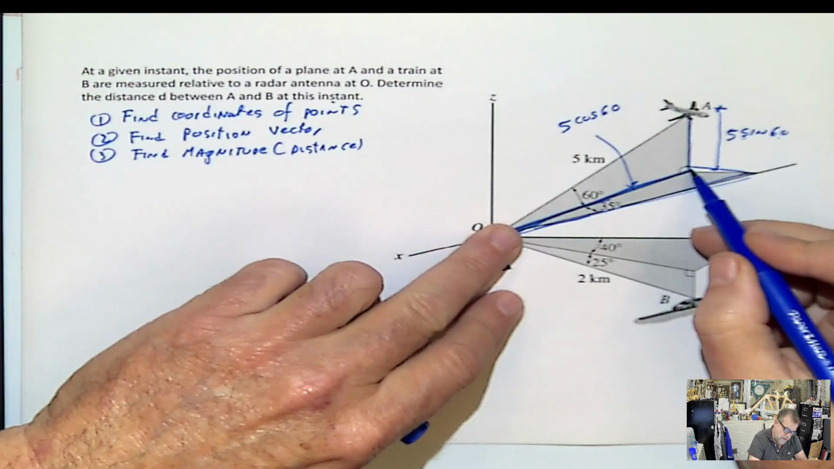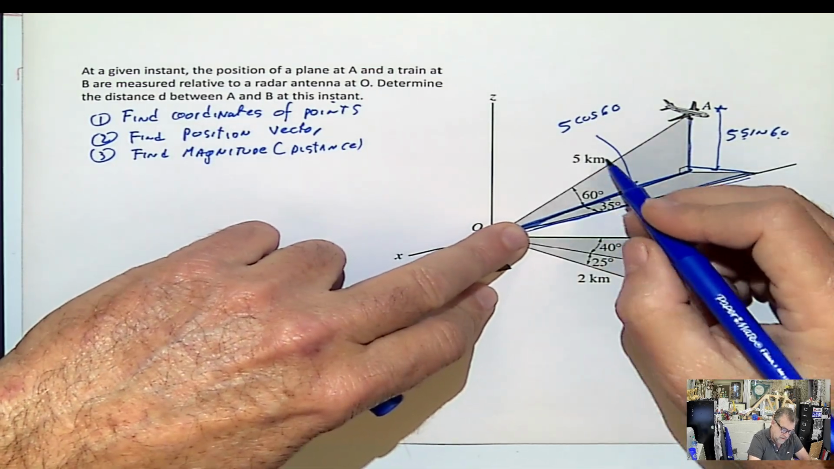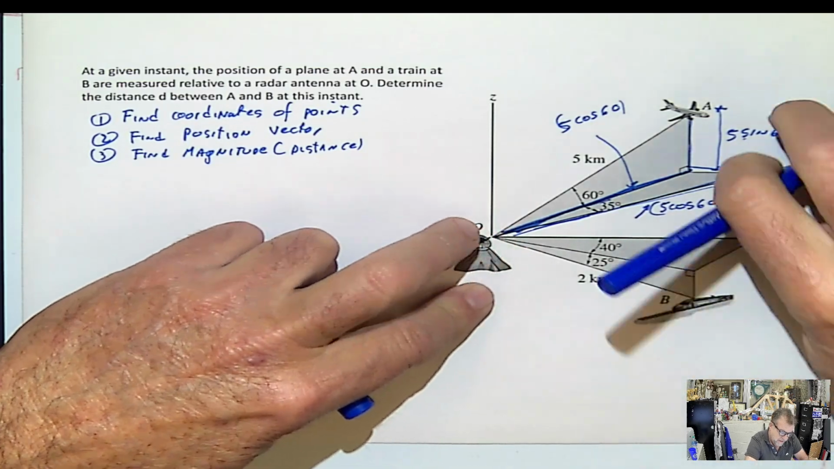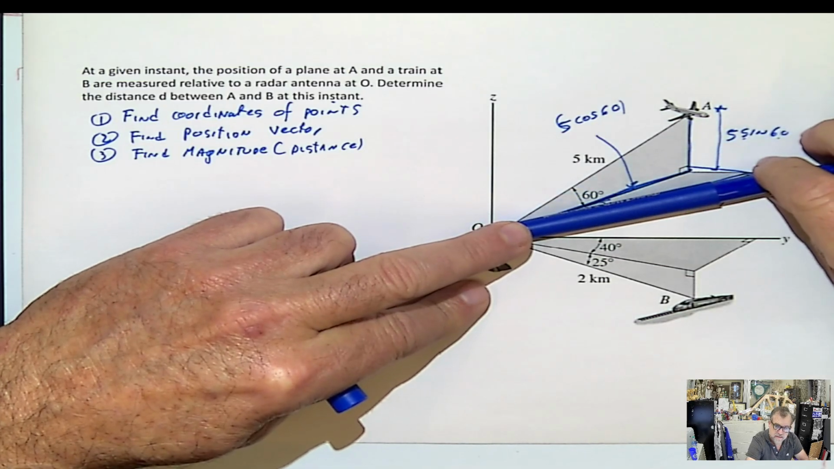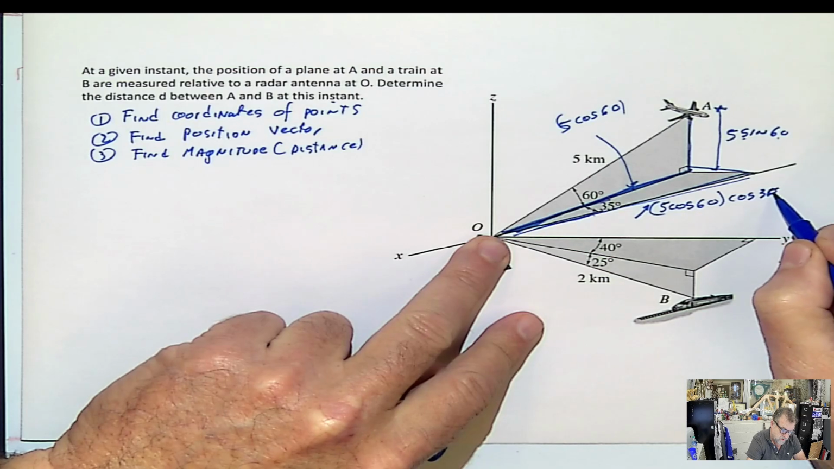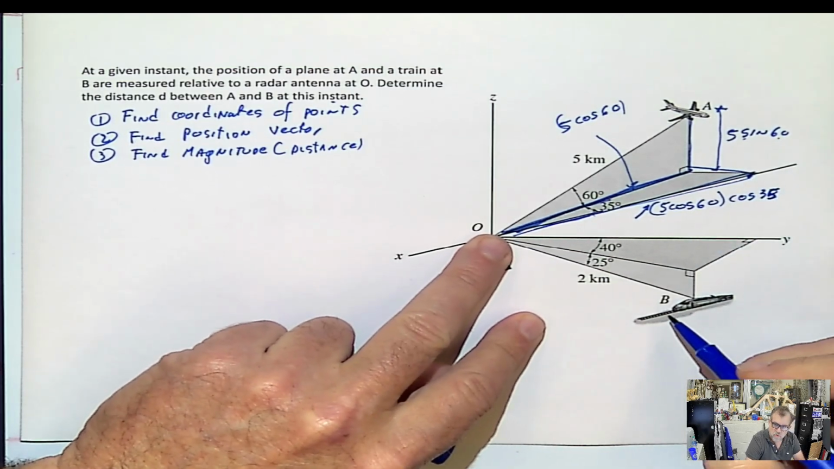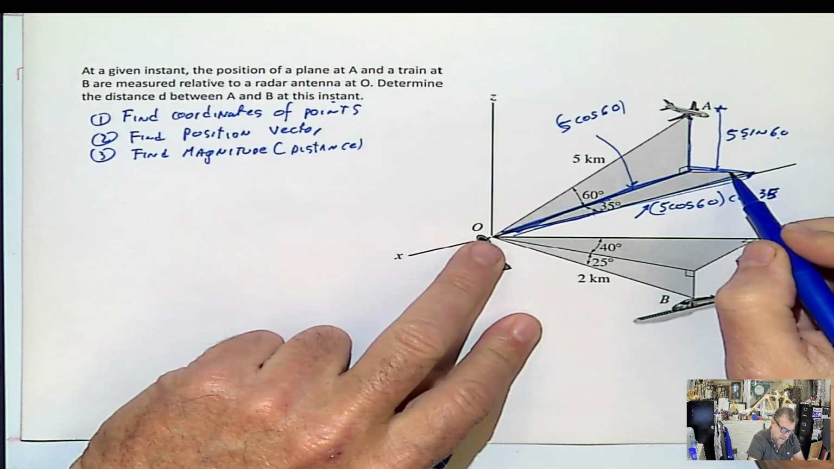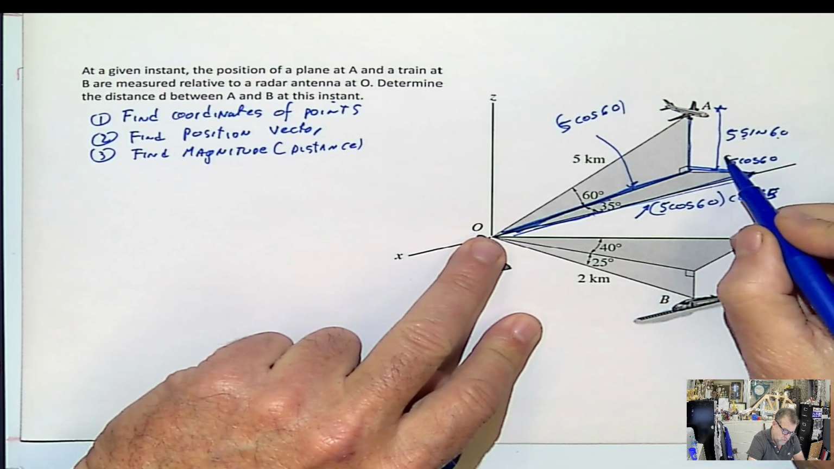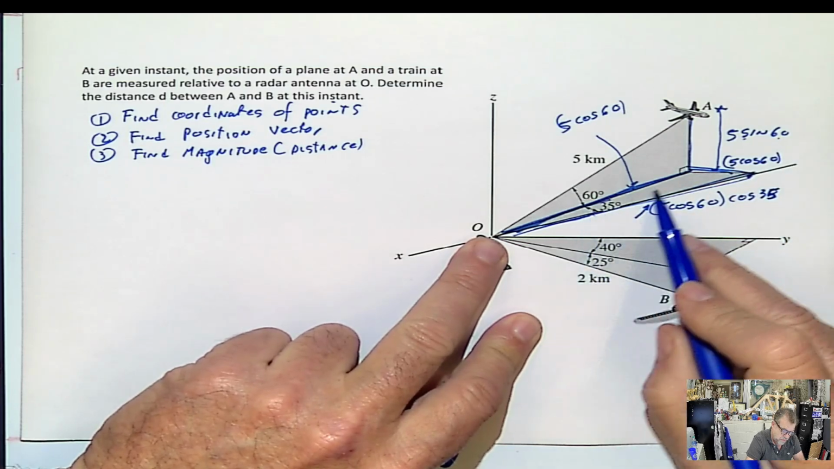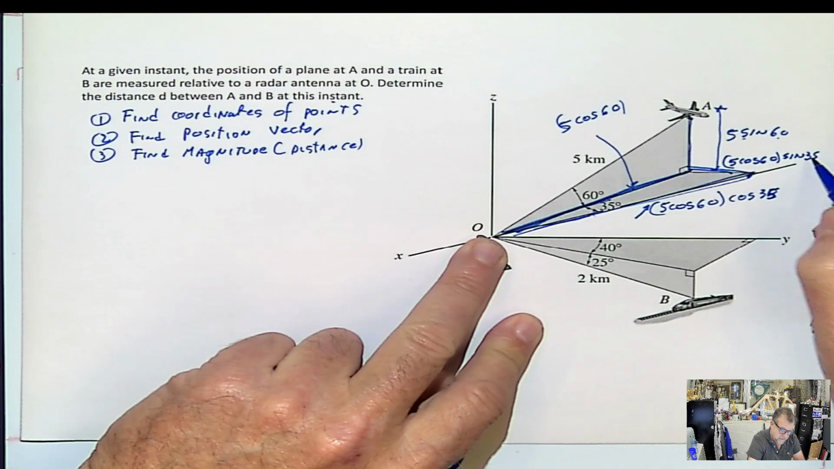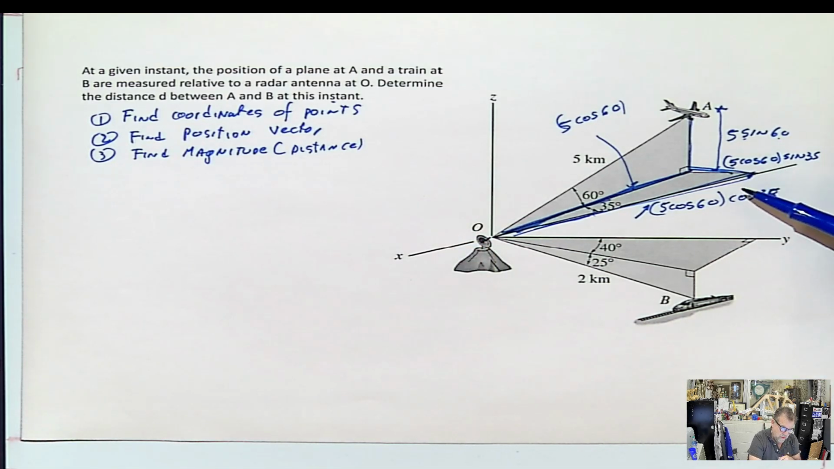And then once I have that, I just project that line over the axis, meaning the value that I had before, 5 cosine 60. That's that line, and now I'm going to project that line over this axis. This is adjacent to the 35, so it's going to be cosine 35. That will be that distance, that coordinate there. And for the y direction, it's similar. This line is 5 cosine 60, and I'm going to project it over the y axis. It's opposite to the 35, so that will be sine 35. That takes care of the coordinates of the point A.